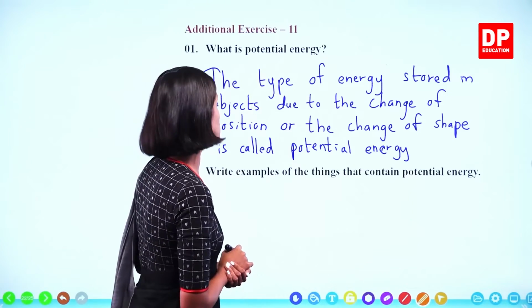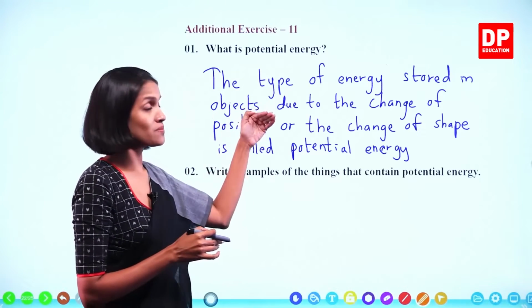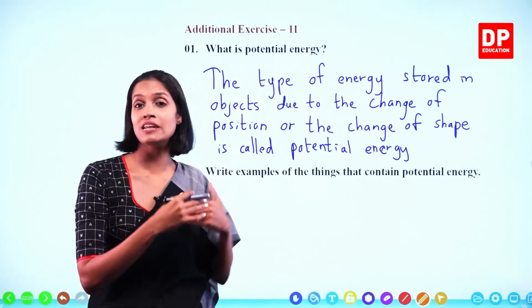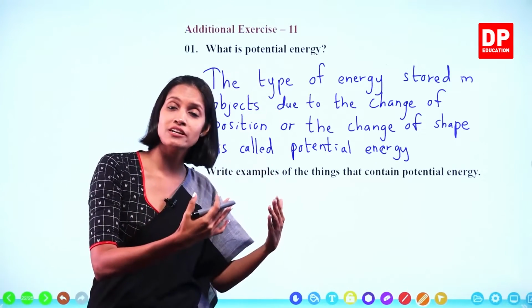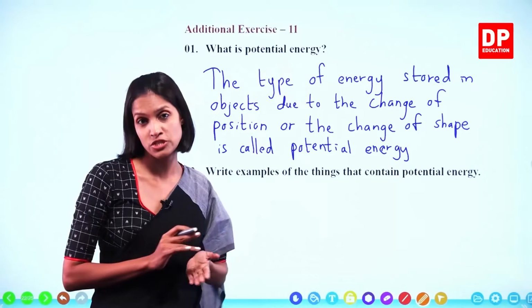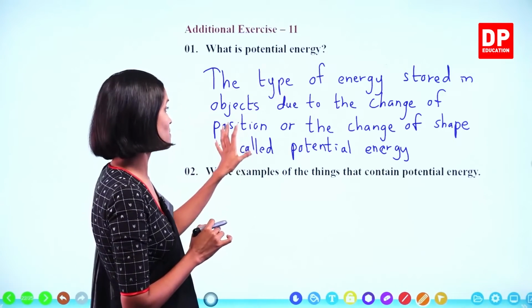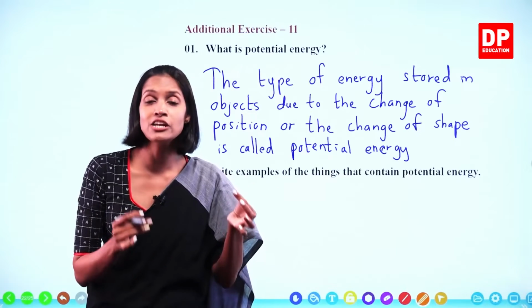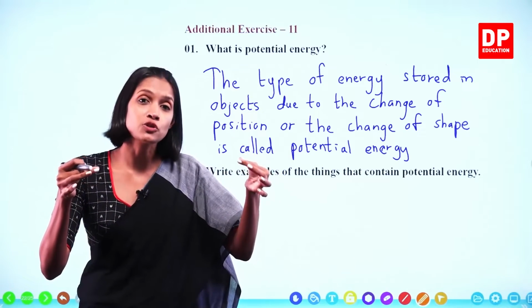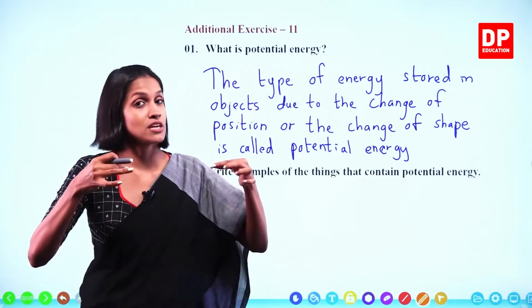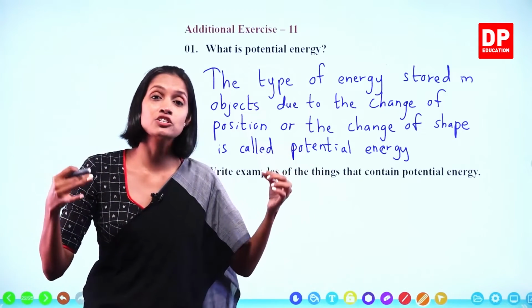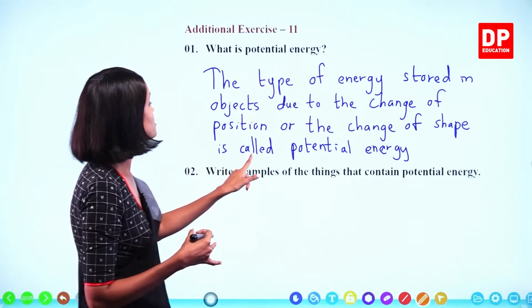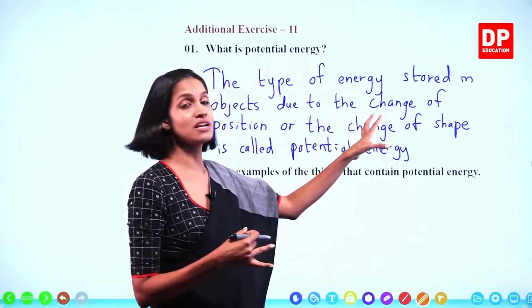So when we store something at a higher position, what happens, children? It stores more potential energy than an object stored at a lower position, right? And because of the change of shape, for example, when we have a rubber band and we stretch it, it stores more potential energy. When we stretch it more and more, it stores more potential energy, right?